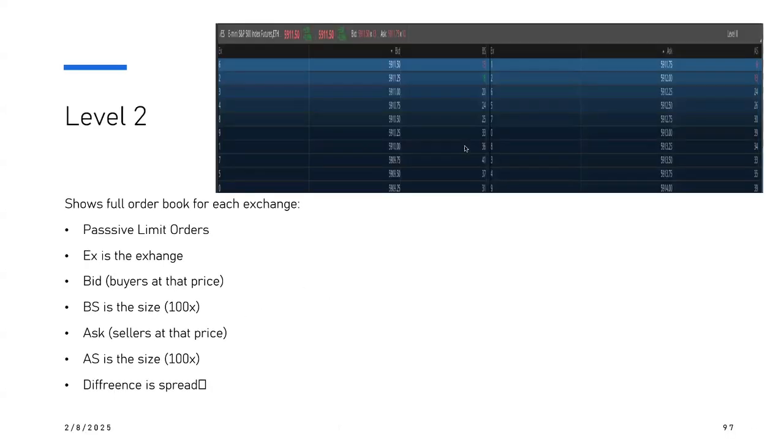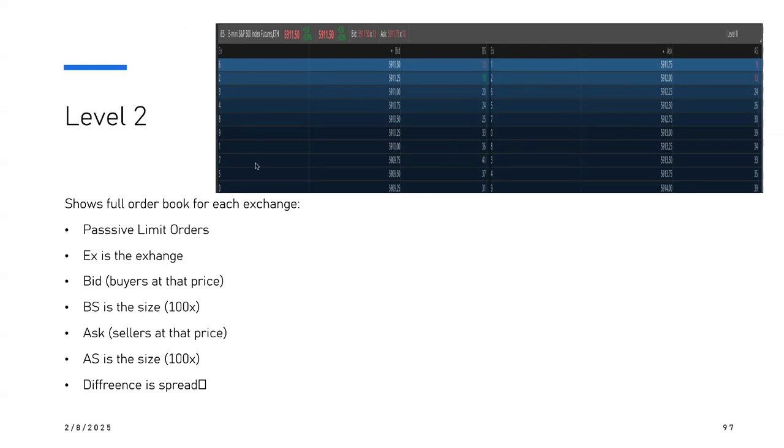Level two, this is the other part of Bookmap, right? You get the passive limit orders. So you have the EX, which is the exchange. Don't worry about that too much. You have the bid, the buyers at that price. The bid size is the actual size of the bid times 100. Ask, sellers at that price. So at this price, sellers 9 times 100. And the difference in these two is how they actually get the spread. So that's where the spread comes from.